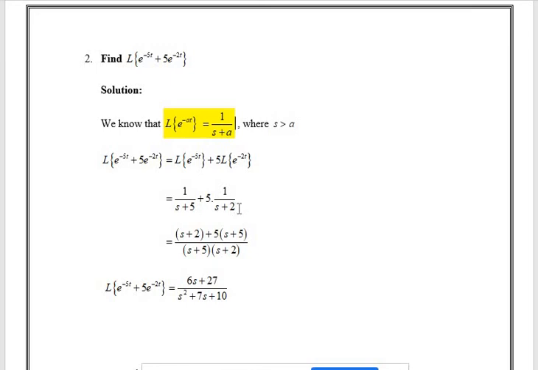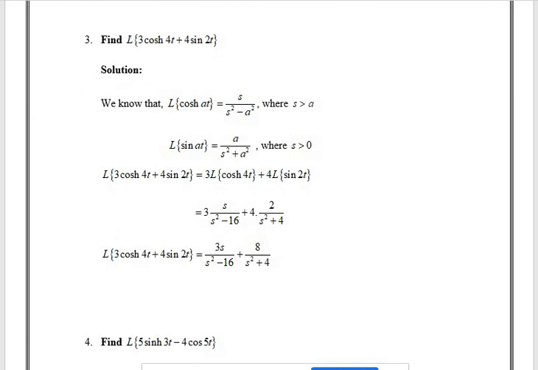Now take the LCM, that is s plus 5 into s plus 2, 1 into s plus 2 plus 5 into s plus 5. Let us simplify both the numerator and denominator. We get L of e power of minus 5t plus 5 e power of minus 2t is equal to 6s plus 27 divided by s plus 5 into s plus 2, which is s square plus 7s plus 10. So this is the required solution.